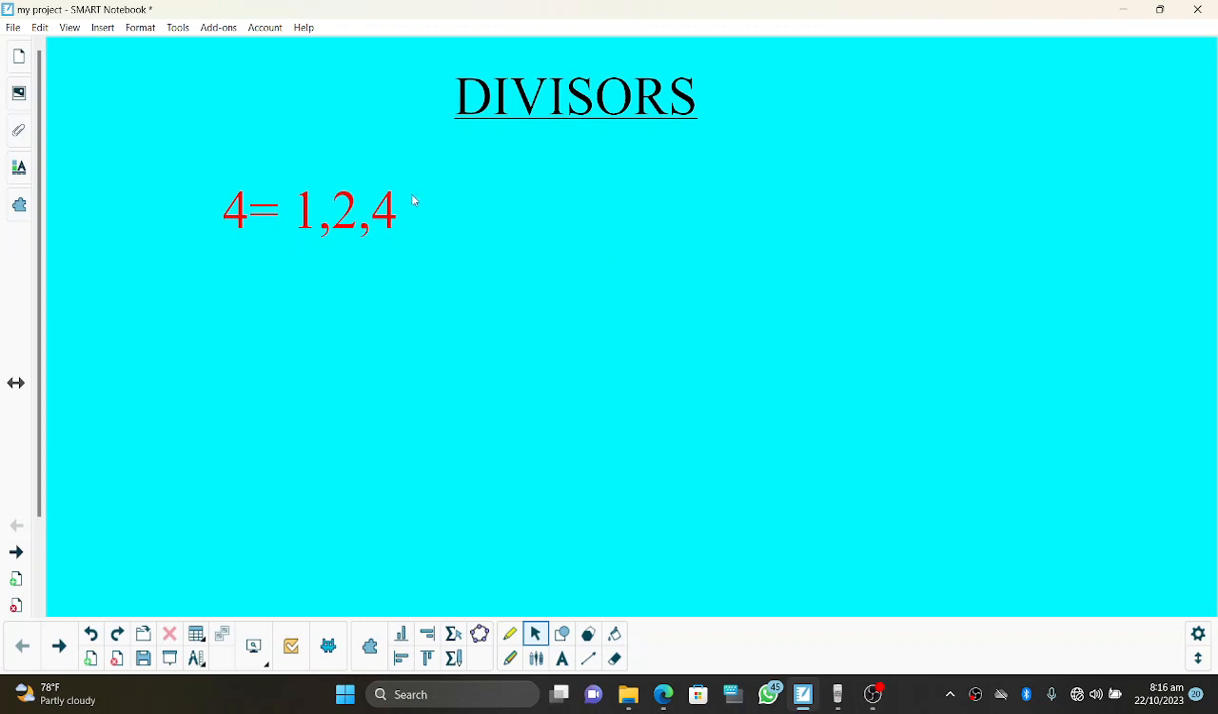Okay, hi guys. Today we are going to talk about one aspect of abstract algebra: divisors. We'll start by first explaining what divisors are. Divisors, also known as factors, are numbers that are able to divide a number.